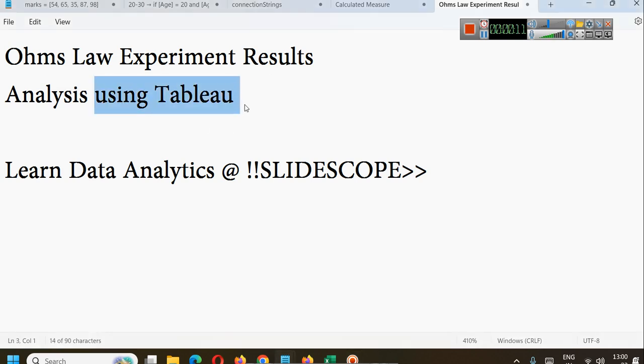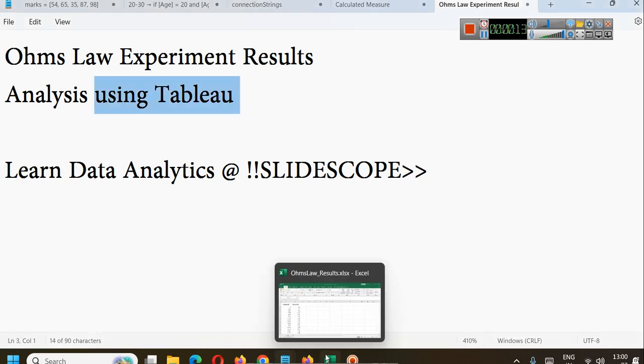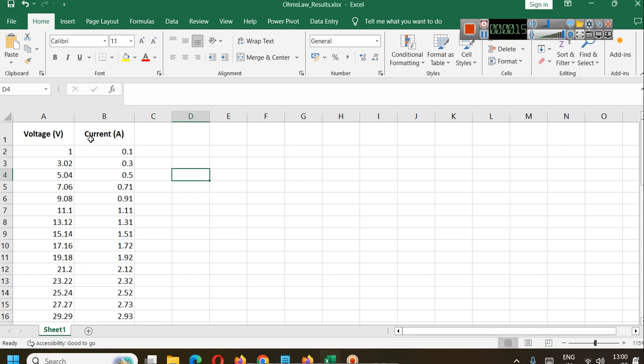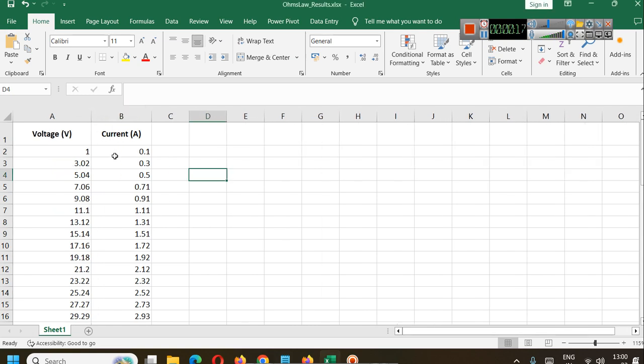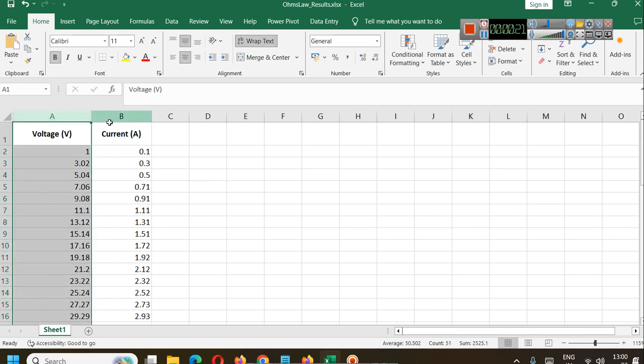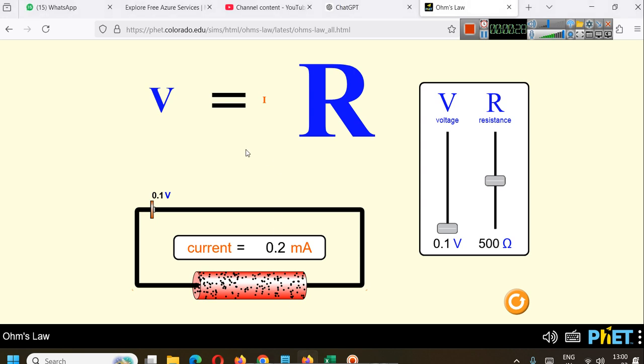So we conducted an experiment applying Ohm's law, where for different voltages we measured different currents in a closed circuit. If you want to see, you can use a simulation also. This is the phet.colorado.edu website, from where you can run a simple simulation.